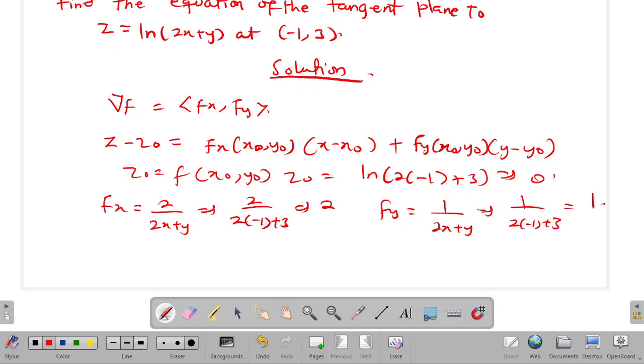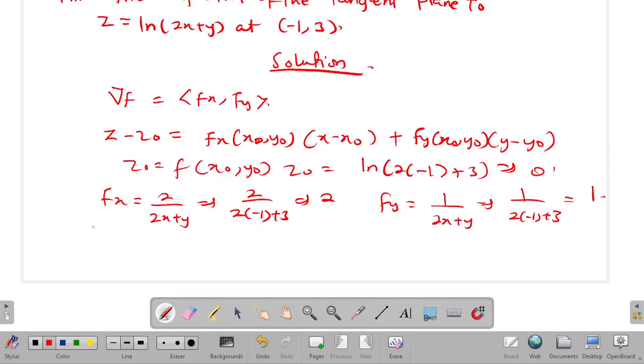So now we have it. We come back to our equation. z minus 0 is equal to fx at this point, which gives us 2, multiplying x minus x naught. x naught is the point here, negative 1, so it gets plus 1. Plus our fy, which is the derivative at that point, gives us 1 multiplying y minus y naught. y naught is 3. Is that not it? We are done. So z is equal to 2x plus 2 plus y minus 3.